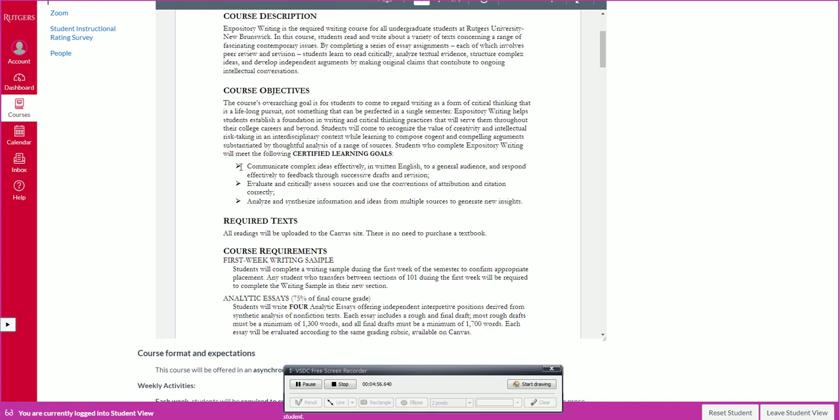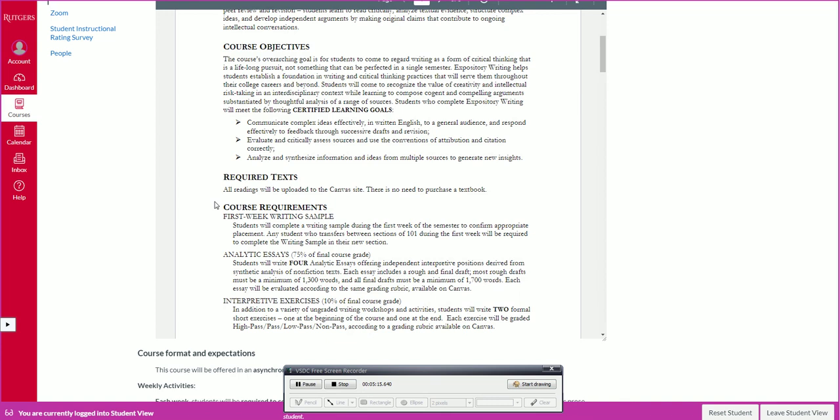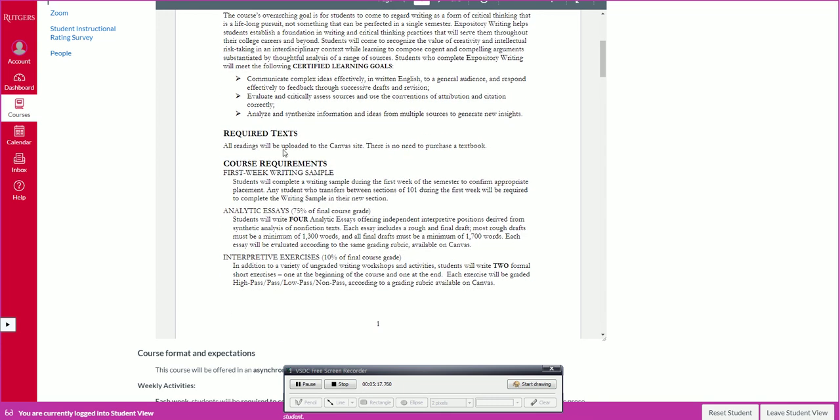It's kind of what I just said, but being able to analyze texts and sort of synthesize them. So find the common threads between two readings and sort of form a singular argument based on those. Okay. Required texts, like I said, they'll be on Canvas. Okay, don't need to purchase those.